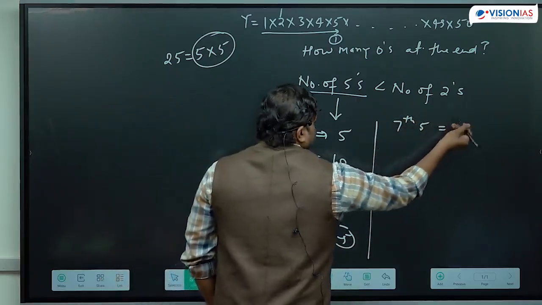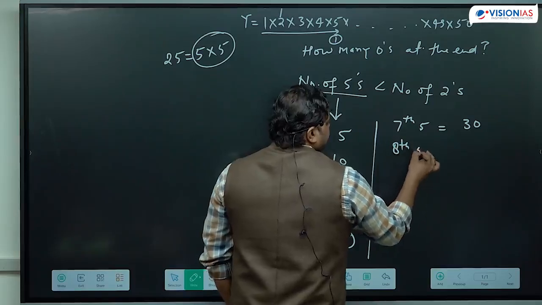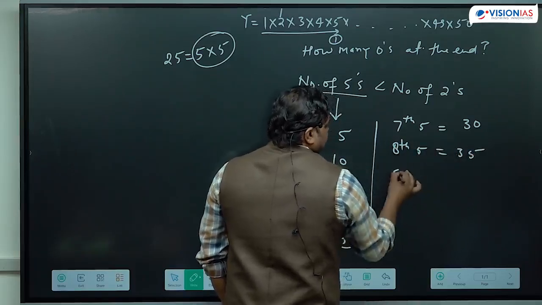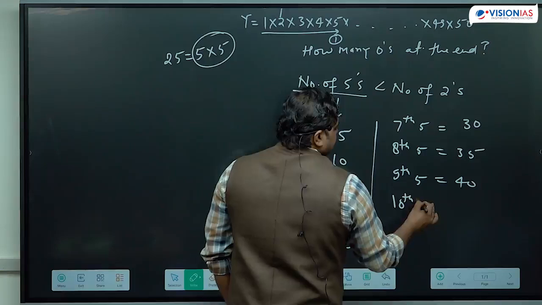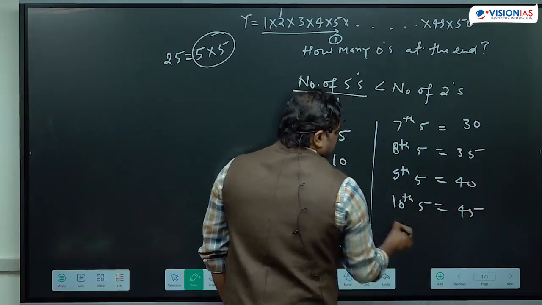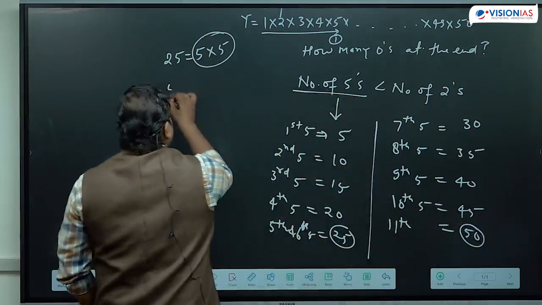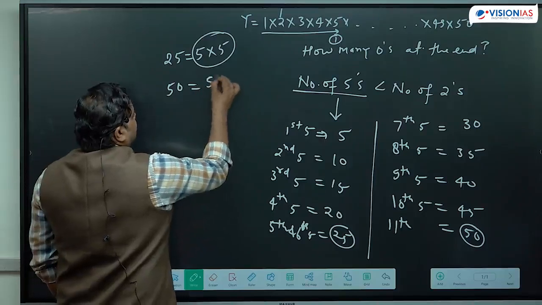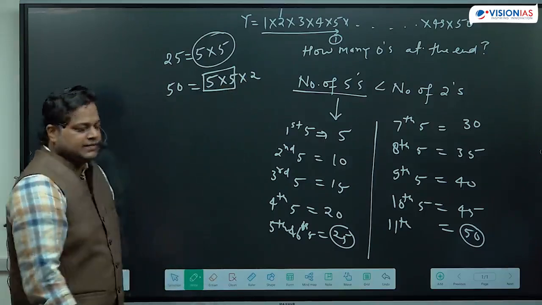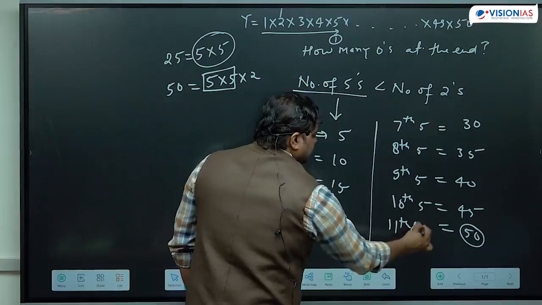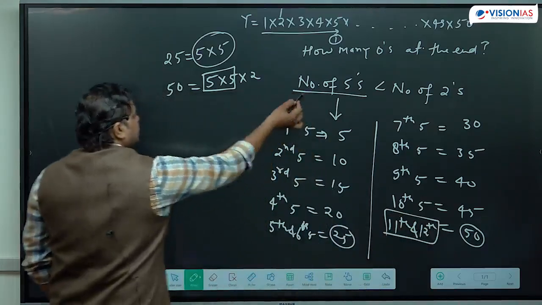Then we can go for 7th 5 is coming at 25 के बाद 30. 8th 5, 35. 9th 5, 40. 10th 45. Then 11th 50. 50 ko we can write 5 into 5 into 2. That means 2 5's are there. That means 11th and 12th, so total number of 5's कितने हो गए?